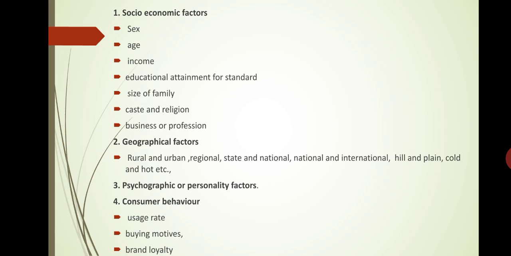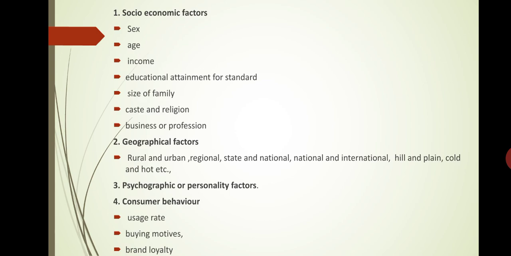Different types of ready-made garments are produced for consumers of different age groups. Here ready-made garments are produced according to the age of the customer. For children, different types of garments, and for youngsters, for adults, for old aged persons, right?